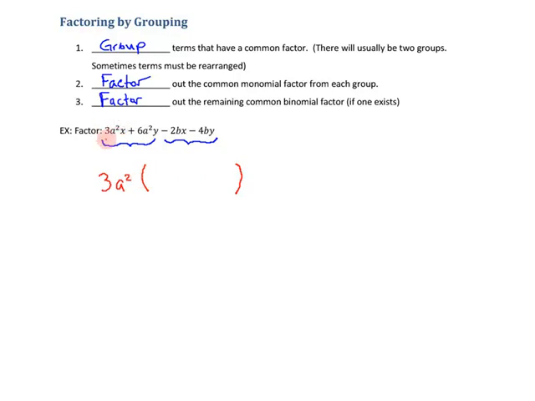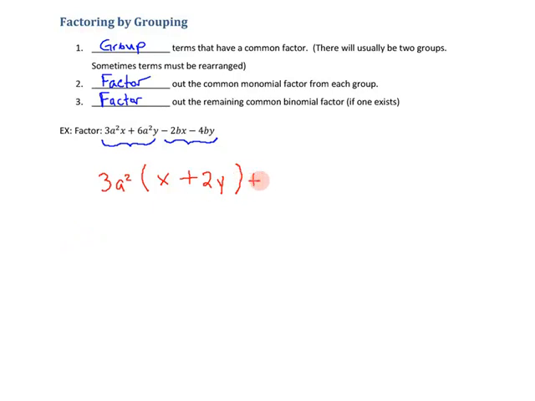If I remove the 3a squared from the first one, I'm left with just an x. And if I remove the 3a squared here, that is 3a squared times what gives me 6a squared y, I'm going to have a plus 2y.